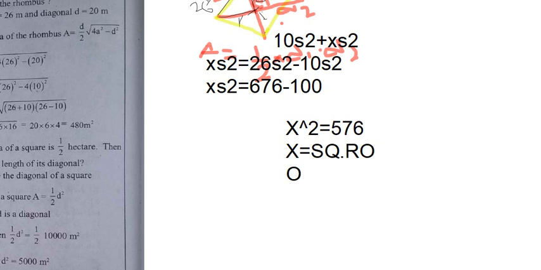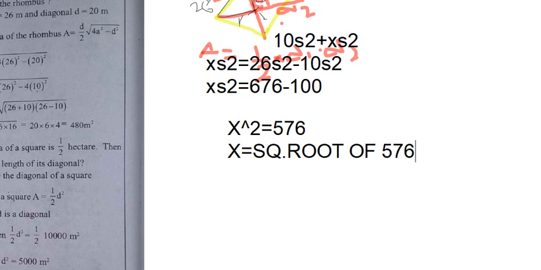Now can anybody tell me, what is the square root of 576? It is 24. What are these units? Meters. 24 meters. So the square root of 576 is 24. It is in meters, right? So I got the answer in meters.